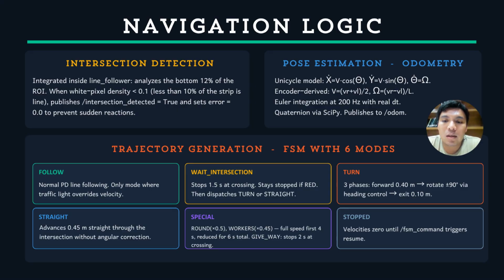For the navigation logic, we use a pose estimation using the odometry, and we detect the intersection using the bottom of the image. And we have our finite state machine with 6 modes. The first one is follow, which follows the line with a PD controller. The next is wait intersection, which stops 1 second at a crossing.